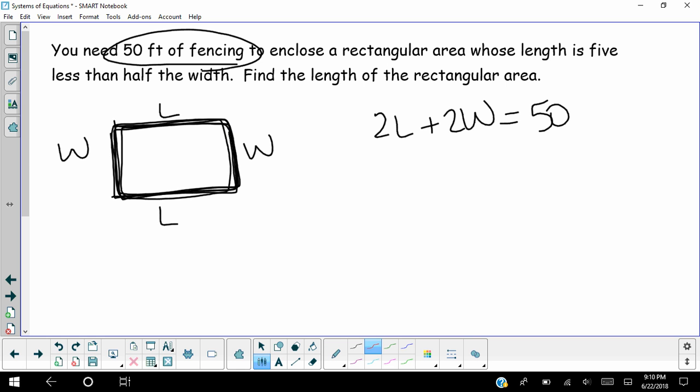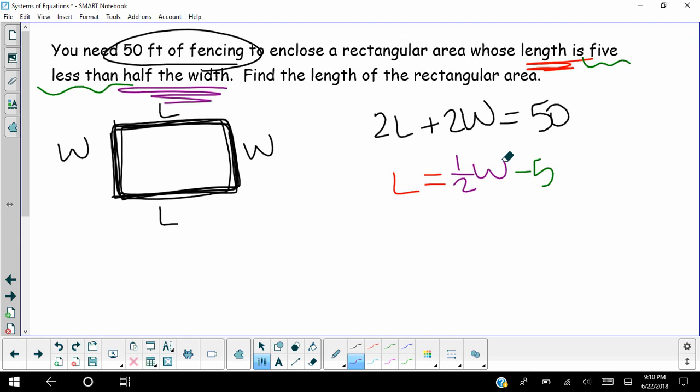Now, this next part. The length is, so L equals 5 less than, that means I want to take away 5 at the end, half the width, 1/2 W. Length is, so L equals, 5 less than means when you're all done you're going to take off 5, half the width, so 1/2 W.